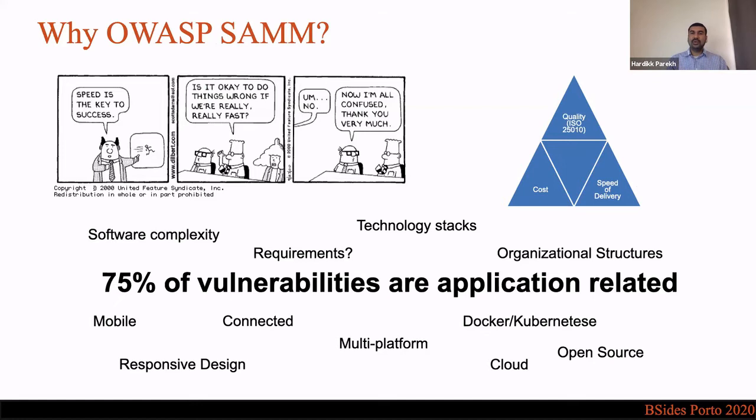Now, one would ask, why do we need a model like SAMM? In the quest to increase speed, today's organization is growing in complexity with an increasing number of tech stacks, growth of open source software, various deployment models, various org structures, and sometimes without even clear requirements. As a result of that, almost 75% of the vulnerabilities are application related these days. And if you look at the latest security breaches like Equifax or Capital One, they are more application related. And to standardize security activities in such a complex software development environment, we need a model like OWASP SAMM.